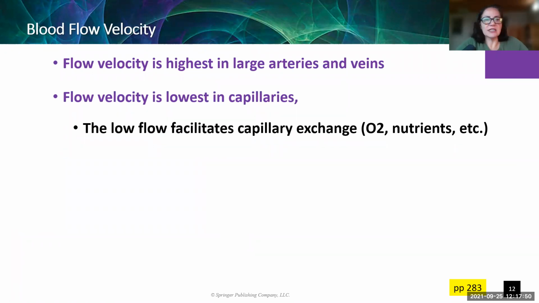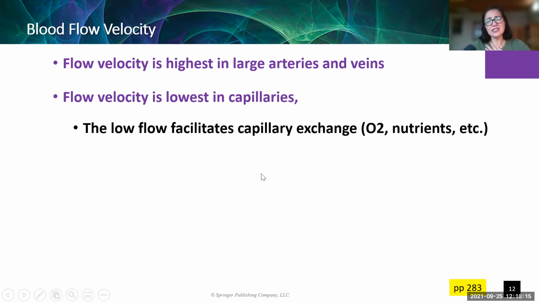All right, blood flow velocity, it's highest. The blood's going to move fastest in the arteries and veins, and the flow is going to be slowest in the capillaries. It's necessary for the flow to be really slow through the capillaries because it allows for the exchange. So oxygen gets dropped off, carbon dioxide gets picked up, nutrients get dropped off, waste gets picked up.